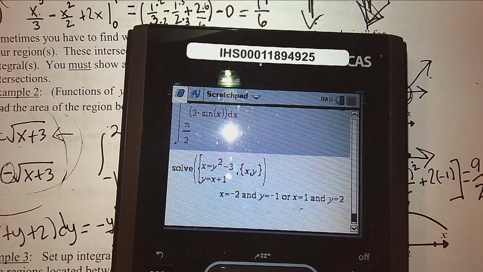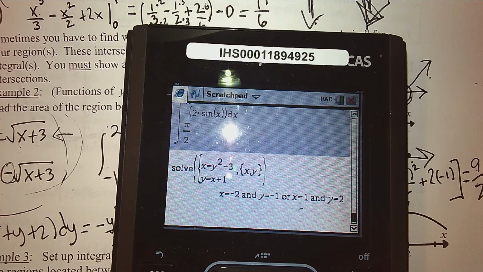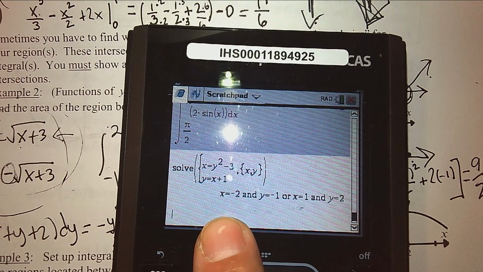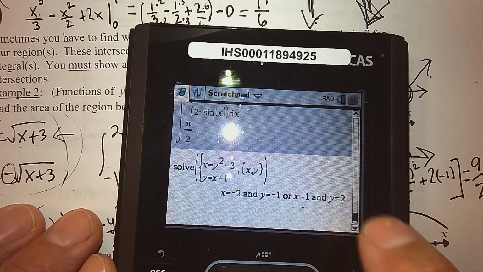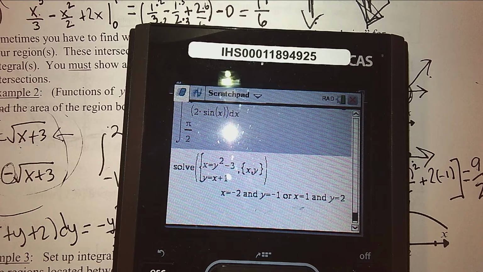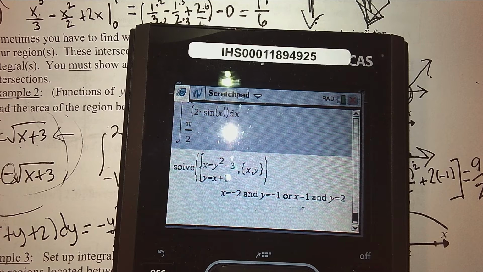So notice that you get your points of intersection. So x is -2 and y is -1. There you go. x is 1 and y is 2. There's your second point of intersection. So you can solve this system algebraically or with your graph. You need to know how to do both.